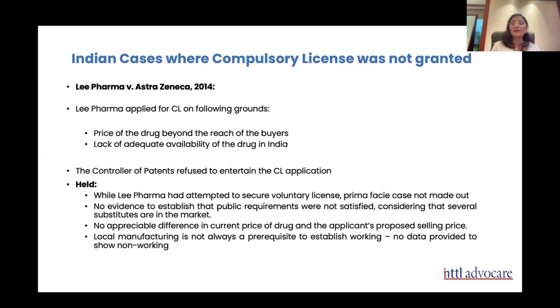And the price quoted by the applicant was matching the patentee's price. Local manufacturing is not always a prerequisite to establish working, and no data was provided to show that the patent is not being worked. So as you can see, in India, the cases are examined very strictly following the grounds and the criteria envisaged under the Act. The applicant seeking the compulsory licensing has to fulfill those criteria, make the case, and submit the evidence, and then alone, in certain cases, can compulsory licenses be granted.